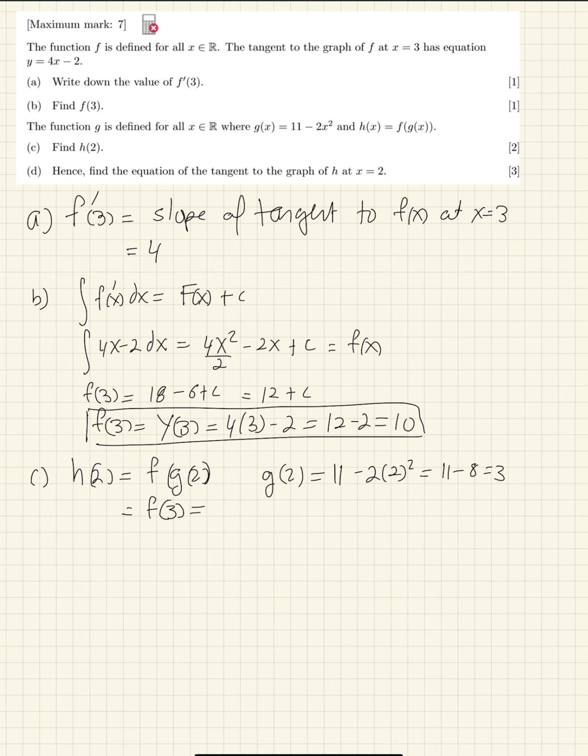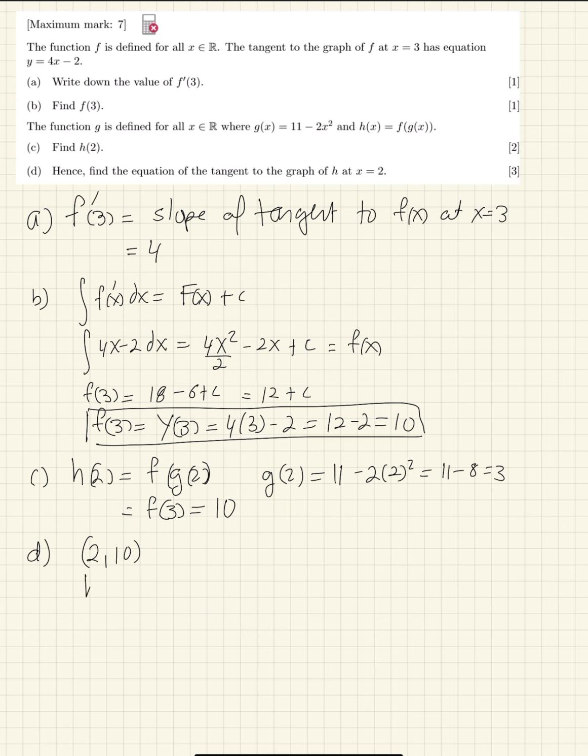And f of 3, well, we just found f of 3. f of 3 we found above in B. f of 3 is 10. So h of 2 is equal to 10. And then in D, we're finding the equation to the tangent of the graph of h at x equals 2. Well, h of 2 equals 10. So we've got this coordinate for h, and we want the equation to the tangent.